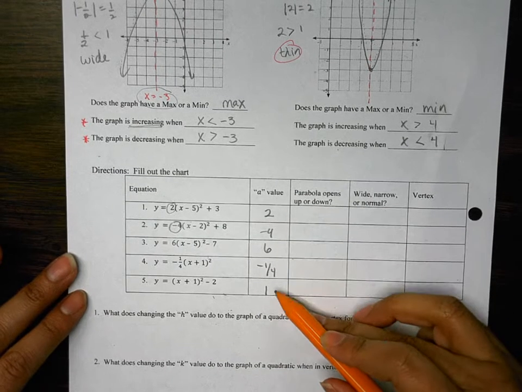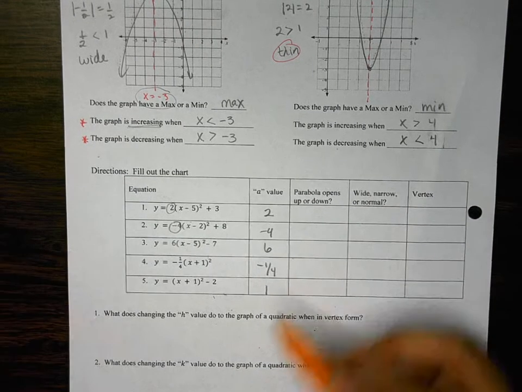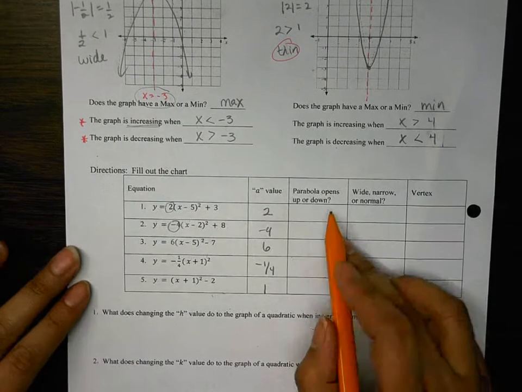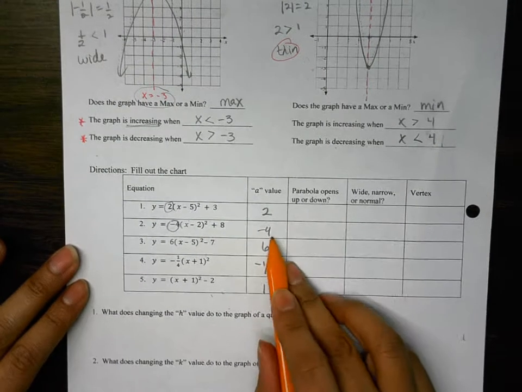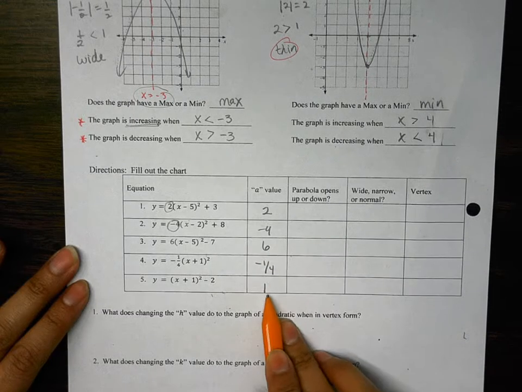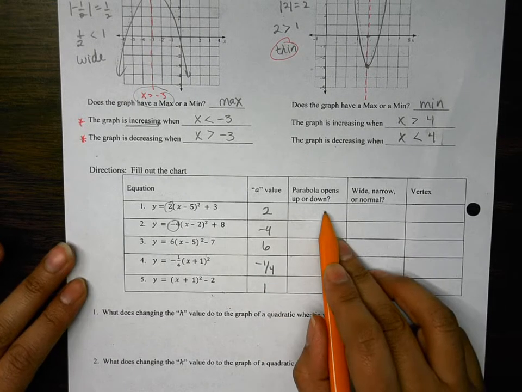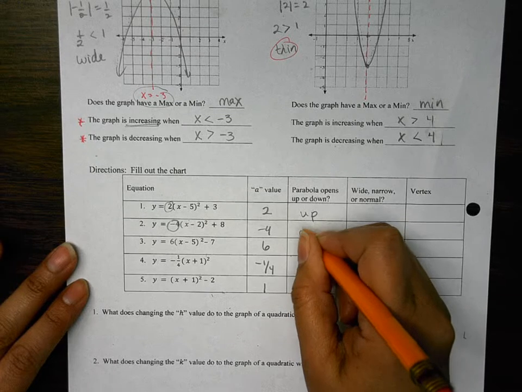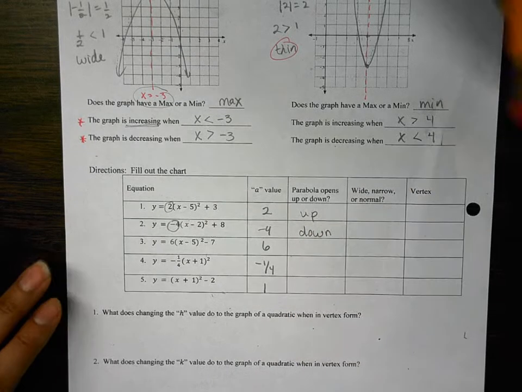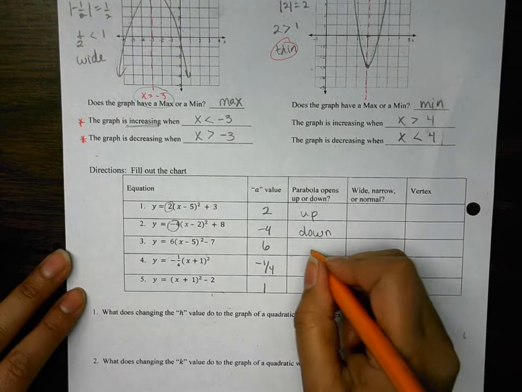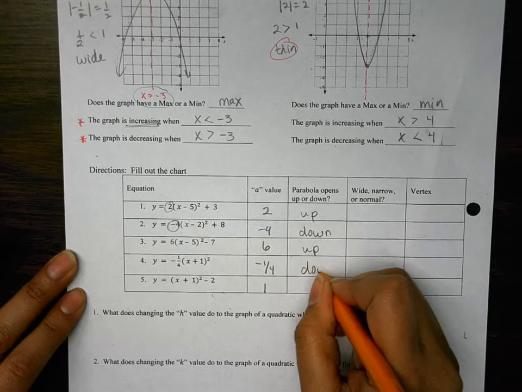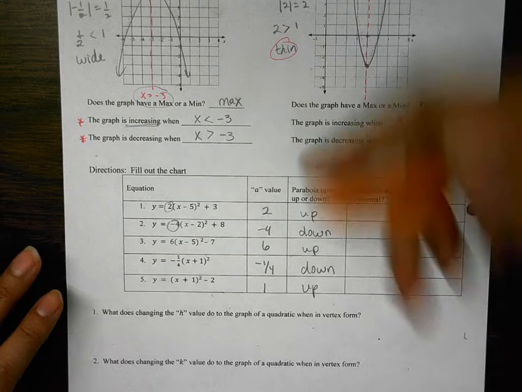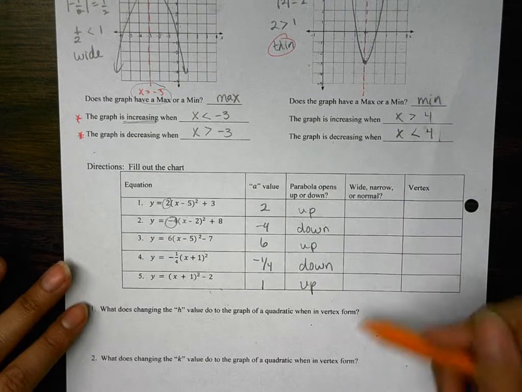Do you guys all have that? Okay. Moving on. It's positive 2, negative 4, 6, negative, positive. Okay. If it's positive, which direction is it opening? Negative is opening down. Keep filling it in. Do not say it out loud. All right. It was not intentional for it to have that pattern, but it ended up being up, down, up, down, up. Yes or no?